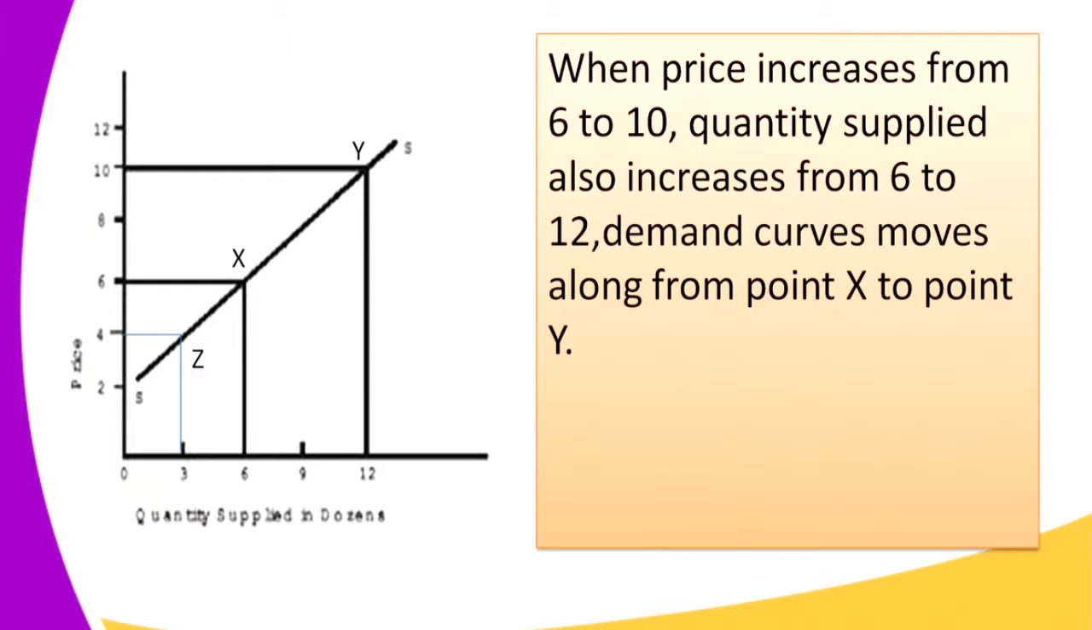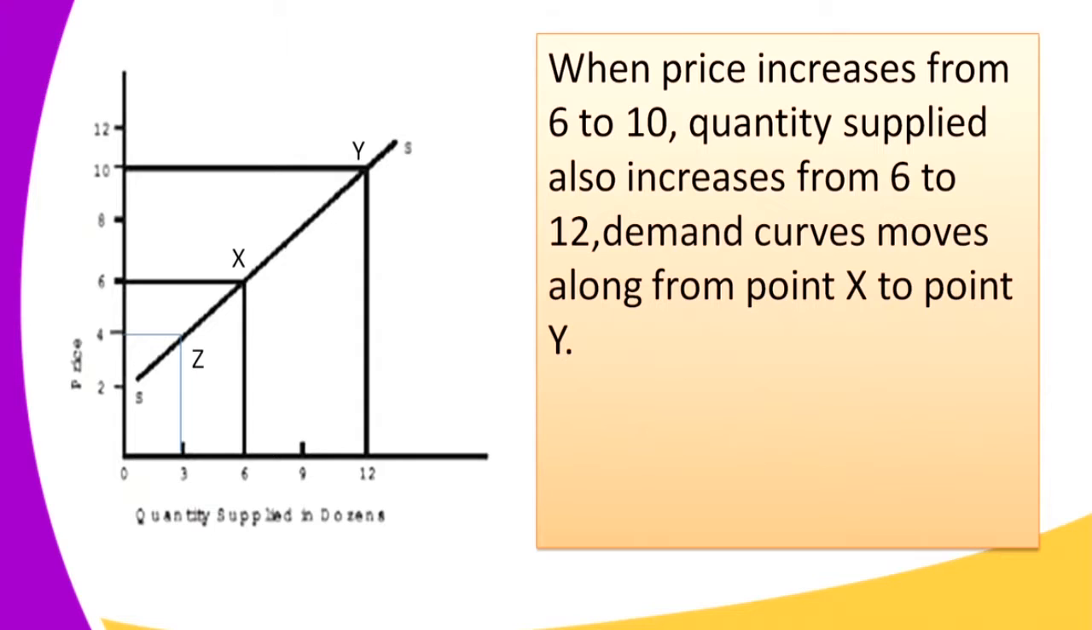Movement along a supply curve is just like it is illustrated there. You can see we have three points, point X, point Y, and point Z. Let's say a product was being sold at 6. Now, price may increase from 6 to 10. And you can see the effect of that. The effect is that the quantity supplied increases from 6 to 12. And therefore, there is a movement along the supply curve, that is from point X to point Y.